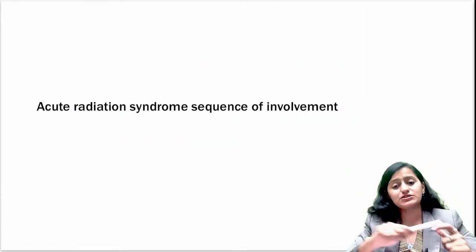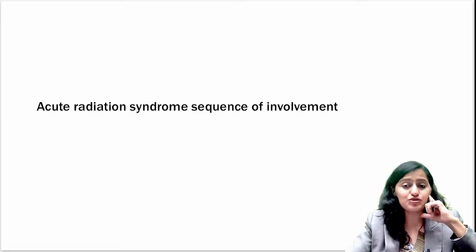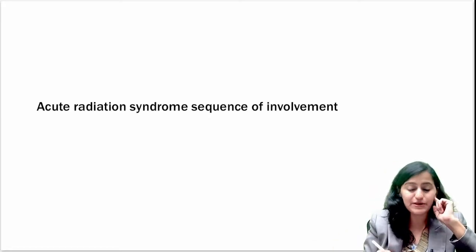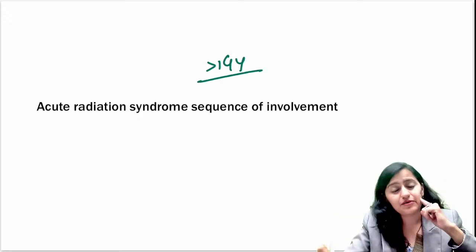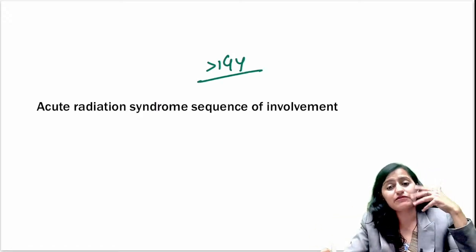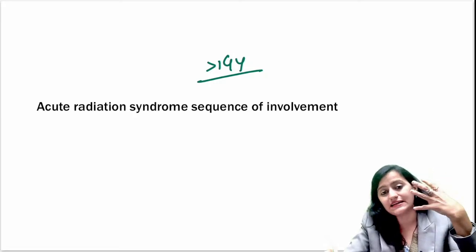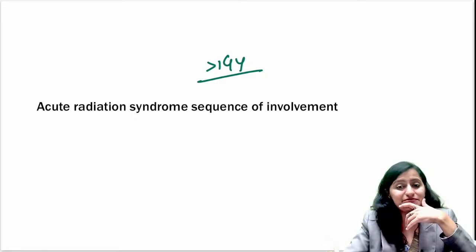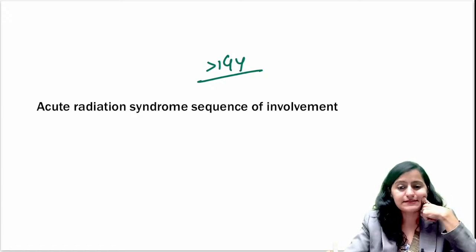Next one, coming to some important points in radiotherapy and nuclear medicine. Acute radiation syndrome, which occurs when the radiation dose is more than how much? More than 1 gray, right? What is the sequence of involvement of the various systems? If I talk in terms of GIT, CNS and hematopoietic syndrome, what is the first one to be involved?